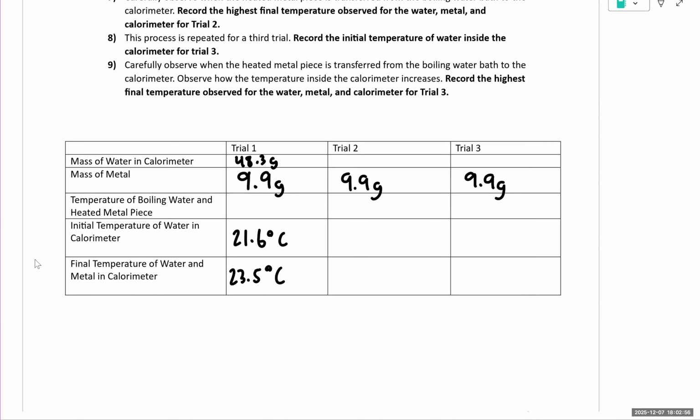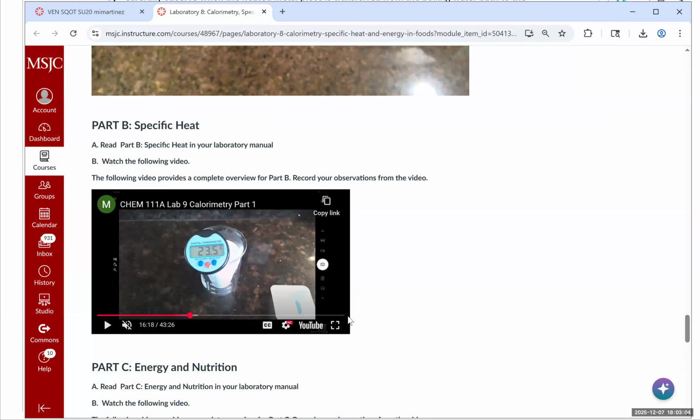For those wondering where we are going to get the temperature of the boiling water and heated metal piece, we'll be able to get that from the video in one moment.